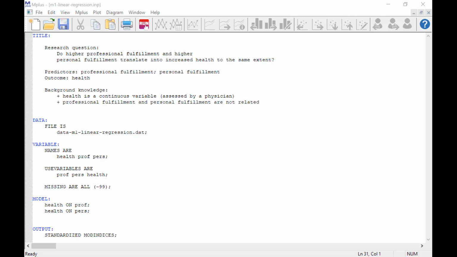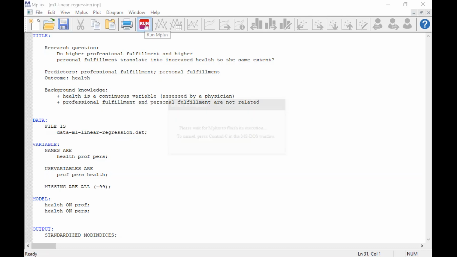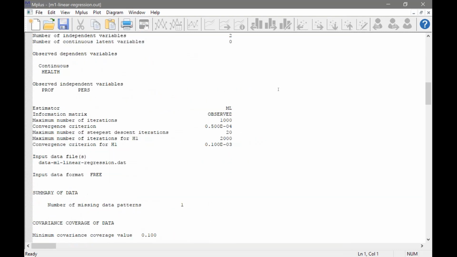Now you will remember that when we ran this model, the estimator that M+ used was ML. So let me show you quickly. If you save the model and press run, you now get the output file, which was opened on top of the input file. So if you scroll down a bit, at some point you will get this line here, which says that the estimator was ML.